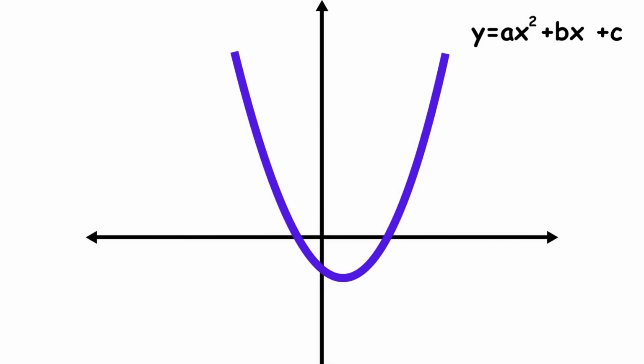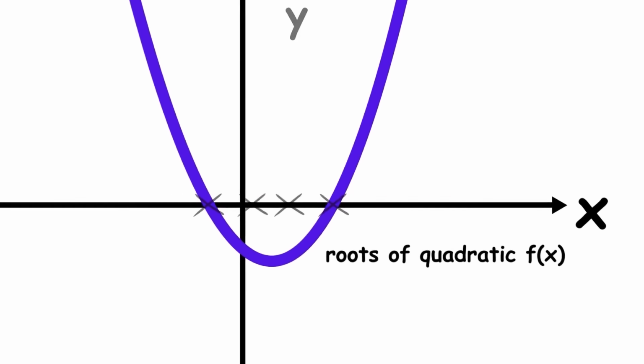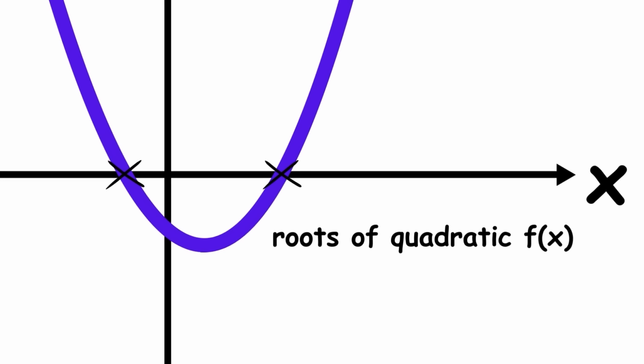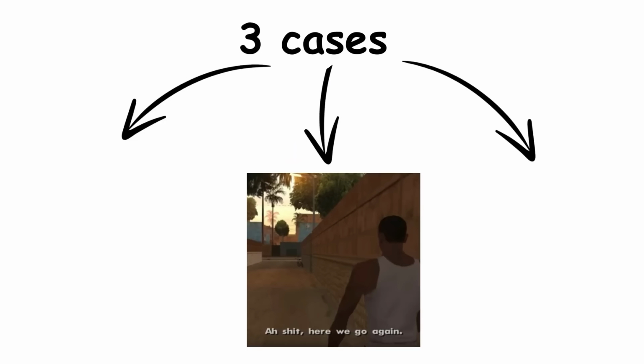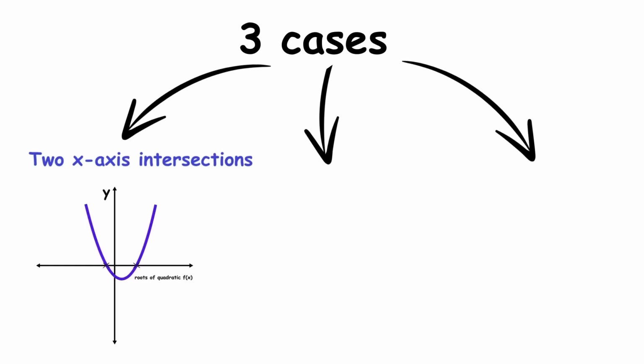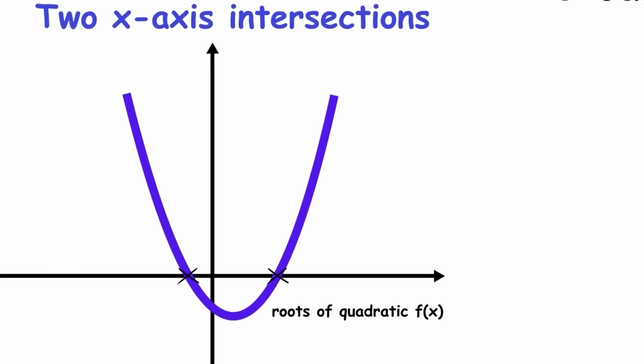The graph of a quadratic function can help you find the points where the function attains a value of 0, often simply called the zeros or roots of the function. Equivalently, these are the points where the graph intersects the x-axis. In general, for a quadratic function, there are 3 cases to consider. 2 x-axis intersections. The function has 2 real-valued zeros, each with multiplicity 1.